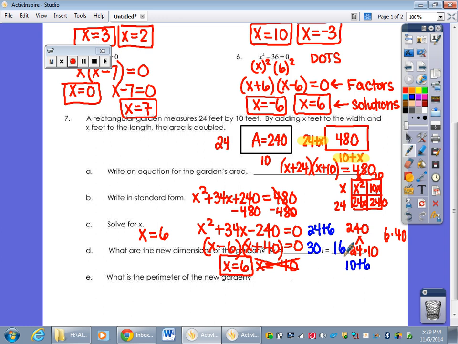And so then the perimeter of the new garden, if we have a 30 by 16, that is going to be 30 plus 30 plus 16 plus 16, which should be 92. Okay? It's a lot of work for that problem, but you definitely need to know how to do one of these.